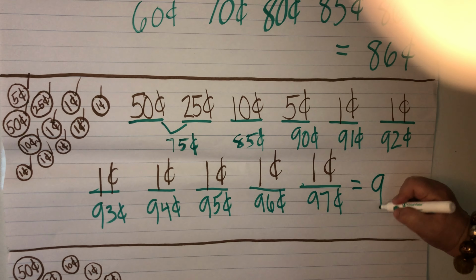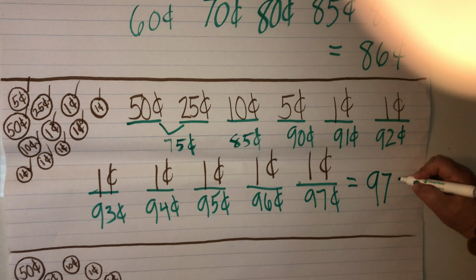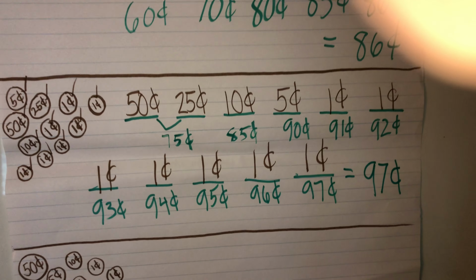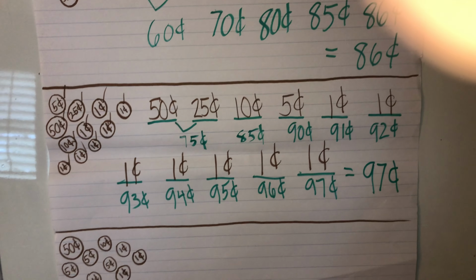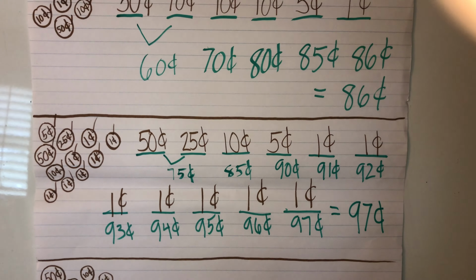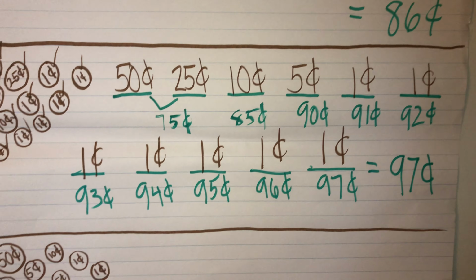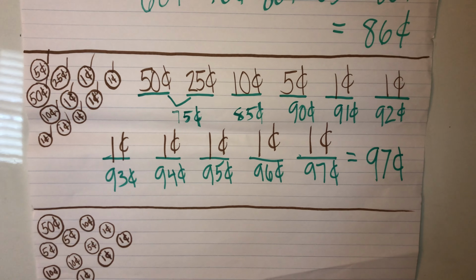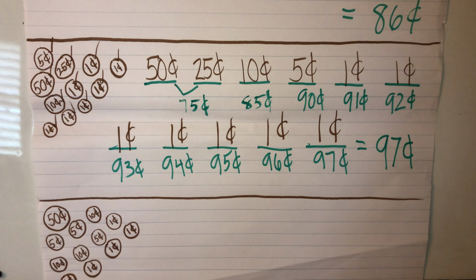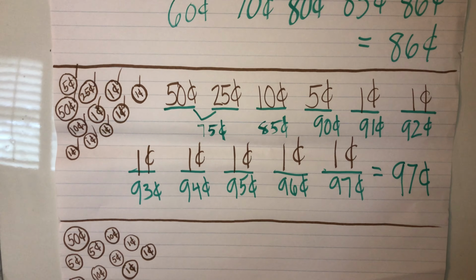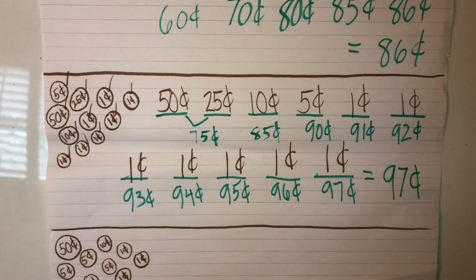Yes, 97 cents. Okay, yeah, that one wasn't too hard. It just has many coins, so you always have to be careful and make sure that you include them all. That's why it's a good idea to make lines the way I did. And you've counted your coins so that you know that you didn't leave any out.